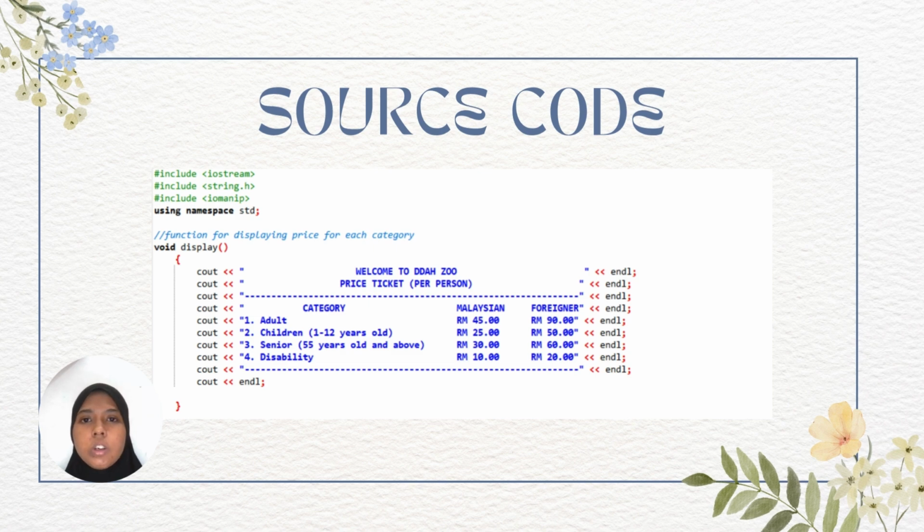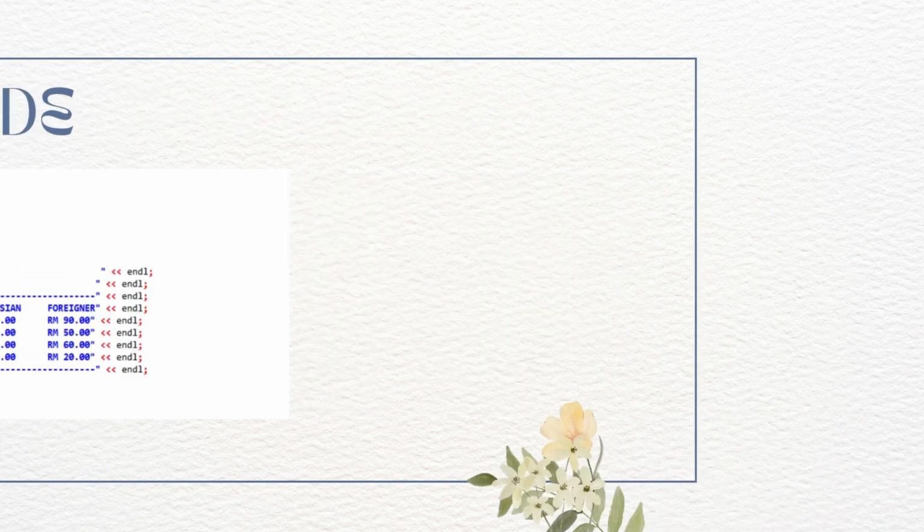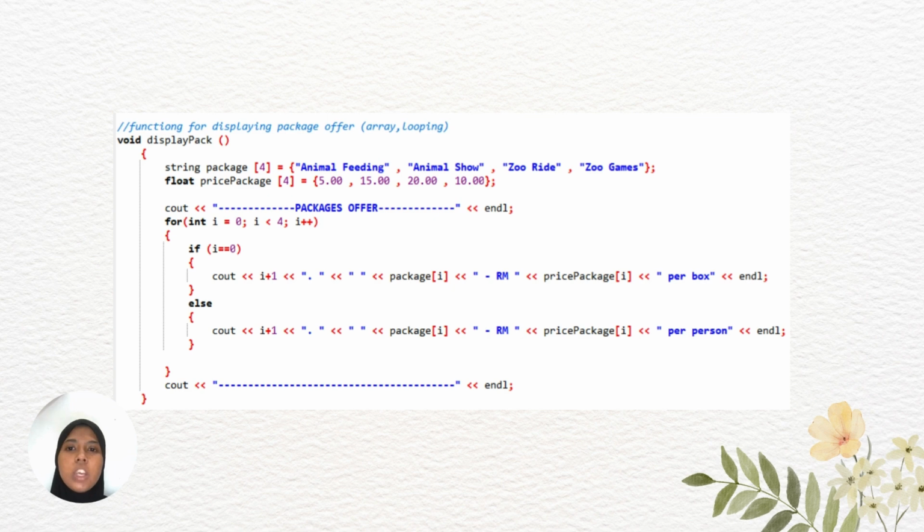Next, I would like to talk about our source code. In this program, we are using a few functions, selection, looping and array. The first function is the function for displaying the price for each category, which will appear before the user inputs the data. The next function is a function for displaying the package offer to the customer. In this function, we are using looping and array. This function will appear only if the user wants to add more packages during their visit.